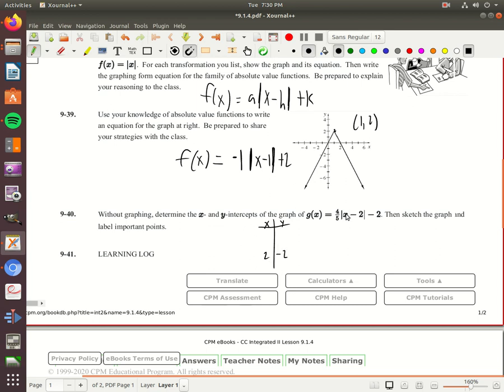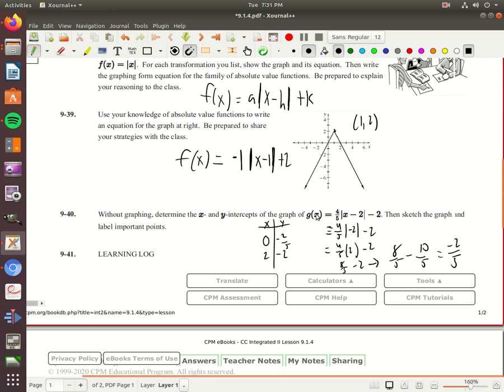If I want to get my y-intercept, I'm going to plug in 0 for x. So if I plug in 0 for x, I get 0 minus 2, which is negative 2. The absolute value of negative 2 is 2, so that's going to be 4/5 times 2 minus 2. So that's going to be 8/5 minus 2. I could also write that as 8/5 minus 10/5, since 2 is 10/5, just to make it easier. And it's negative 2/5. So I'm going to get negative 2/5 when I plug in 0 for x.